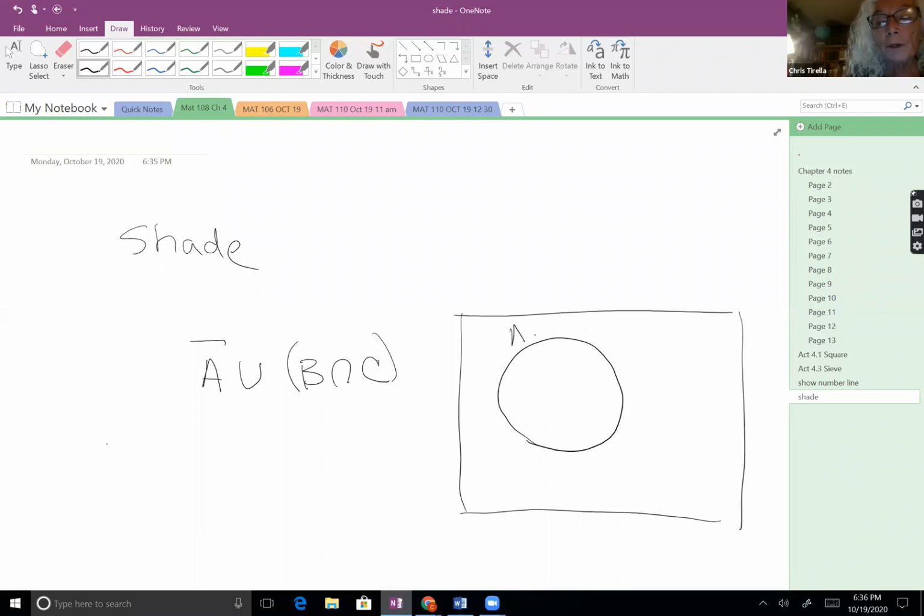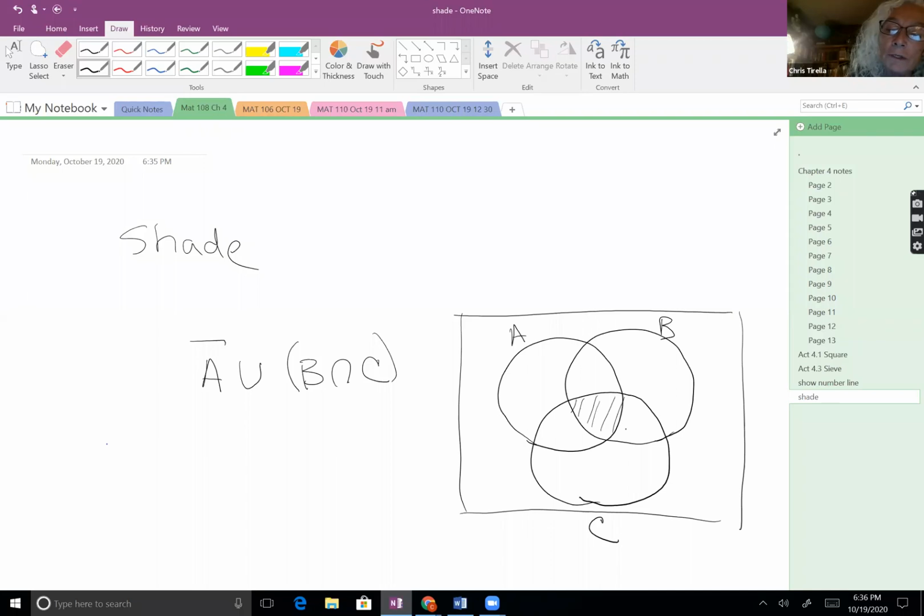Make sure when you draw a Venn diagram, you label what A, B, and C are. Inside the parentheses, the first thing that I want is B intersect C. Intersection is like where the streets cross, where the sets cross. And so B intersect C is this part.